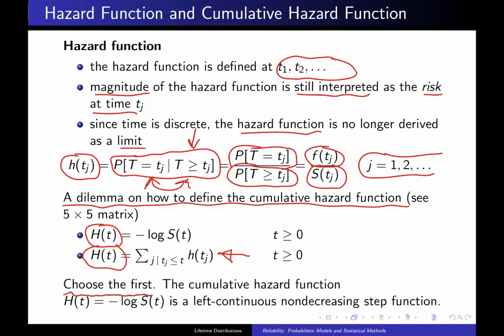We are going to choose the first here, and so the cumulative hazard function will be the opposite of the natural log of s of t, and that is a left continuous non-decreasing step function.